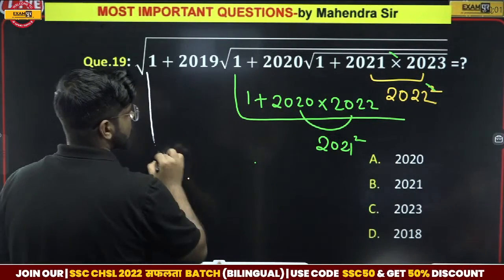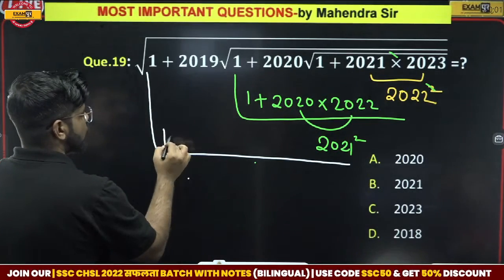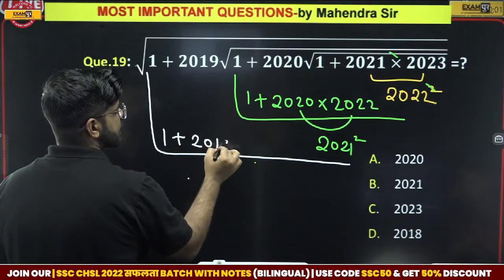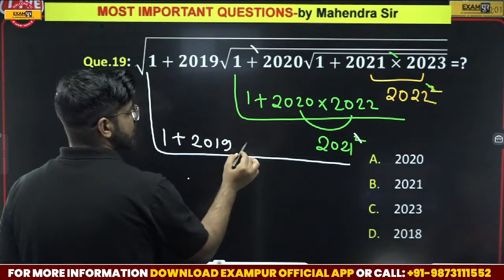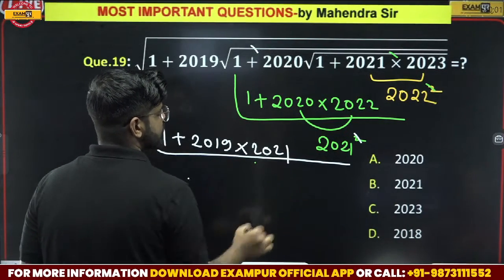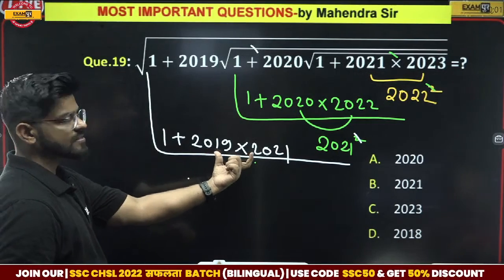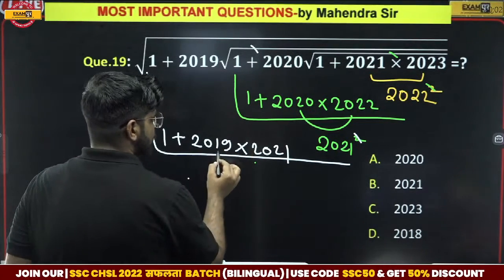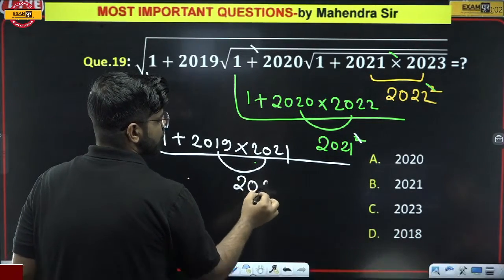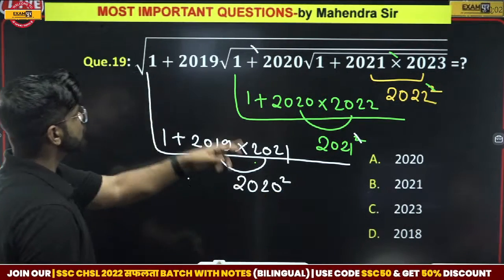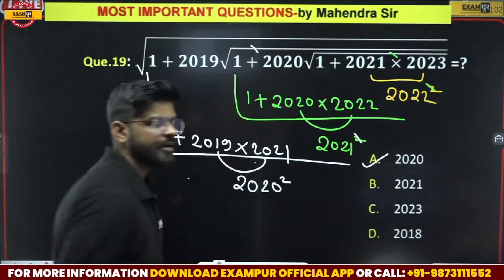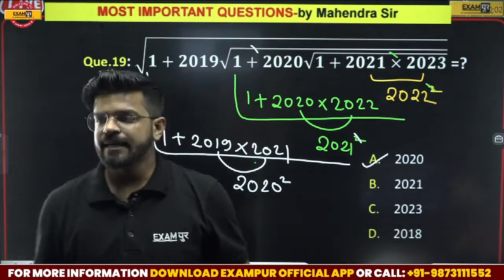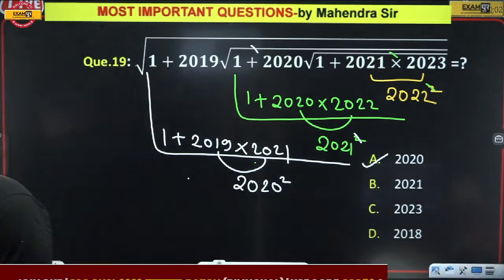Now we are talking about this thing. So 1 plus 2019, and now this square root would cancel out by this square, and you will get what? 2021 here. Again the same pattern, this has the difference of 2, the middle term is nothing but 2020 square, and this square will cancel out this square root, and finally we will get what? 2020. Is it clear, my dear friends?